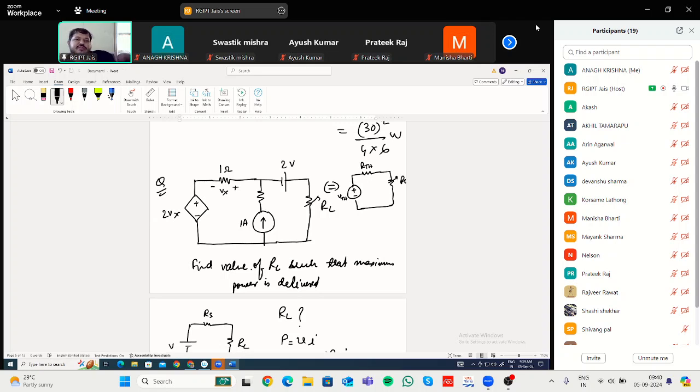If you can represent the circuit like this, then it is simple. Using the maximum power transfer theorem, you can say that RL will be equal to RTH. But for that, you have to find out the value of RTH and the value of VTH. Then you can find that P max is equal to V square by 4 times RTH or RL. For finding V square, you have to find VTH.